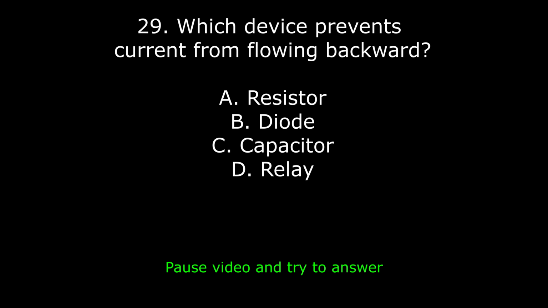29. Which device prevents current from flowing backward? A. Resistor, B. Diode, C. Capacitor, D. Relay. Answer: B. Diode. Explanation: a diode only allows current one direction.